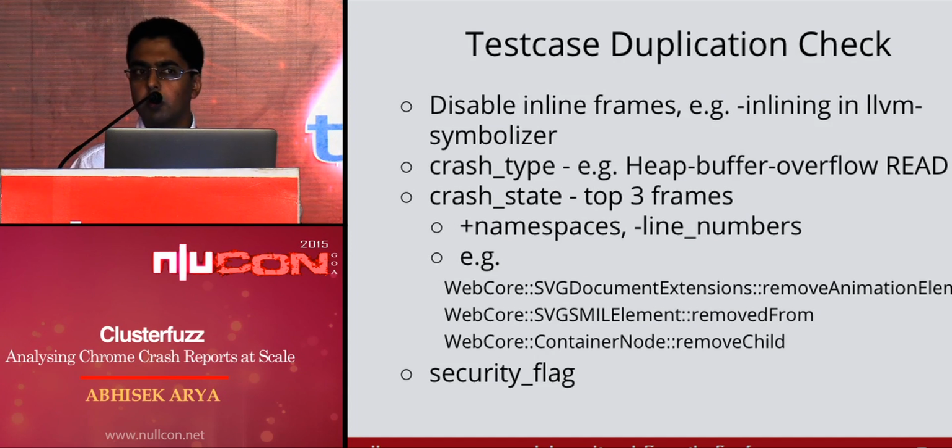The reason we ignore the line numbers is we are continuously testing these builds, and there could be code refactorings involved, so we don't account the line numbers. And lastly, the security flag, which is based on a couple of factors. So things like crash address, whether it's near null or non-null, or what is the crash type, and so on.